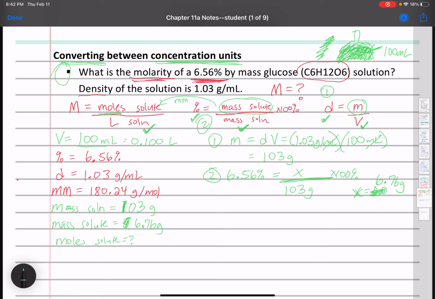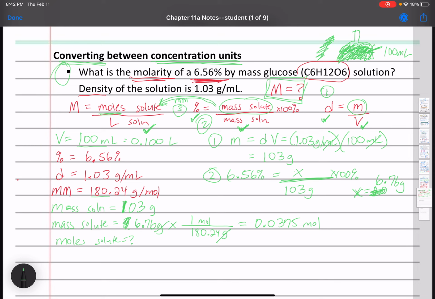6.76 grams of solute. Now I want to know how many moles of solute that is. So I'm going to use the molar mass. This is sort of step 3 now. I'm going to take that mass and divide it by the molar mass, which we said is 180.24 grams. My grams cancel out, and I get 0.0375 moles of glucose. And now I want to know what the molarity is.